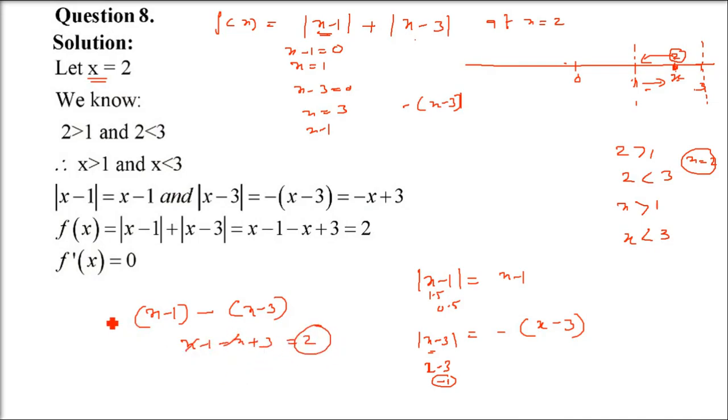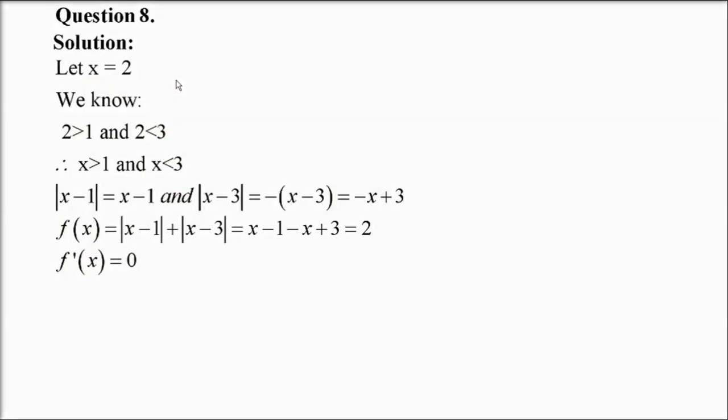Now d by dx, you have to find out f dash x. d by dx of a constant number is 0. So d by dx of 2 is 0. Okay.